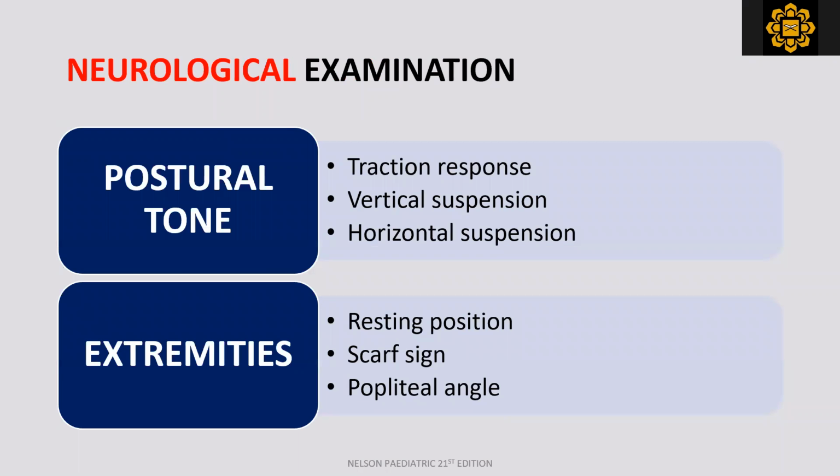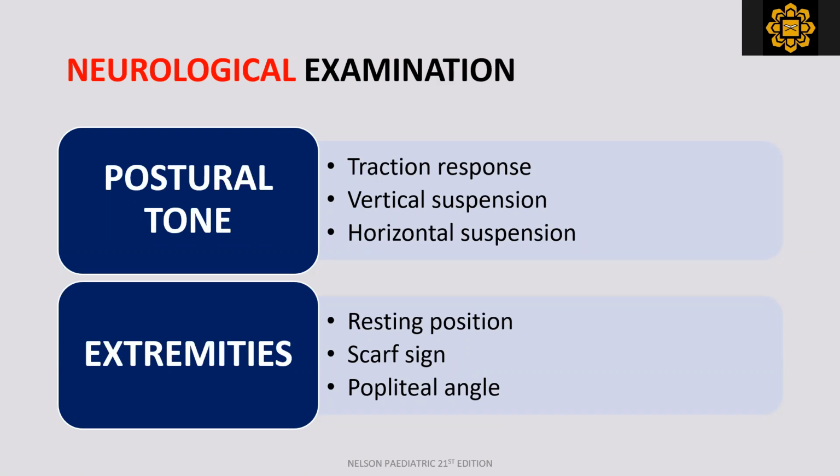Okay, now for the neurological examination, I would like to emphasize the tone, because we want to really assess whether the patient has hypotonia or not. There are two tones that we need to assess. First is the postural tone. Secondly is the extremities tone. For the postural tone, there are three tests that we must do, which are the traction response, the vertical suspension, and also the horizontal suspension. I will show the picture later on.